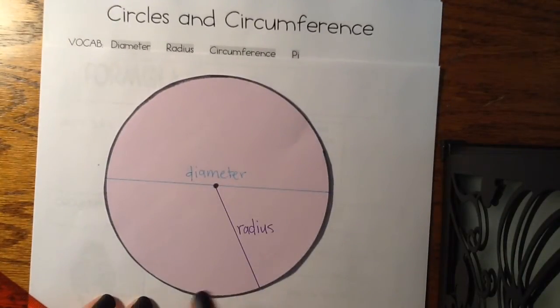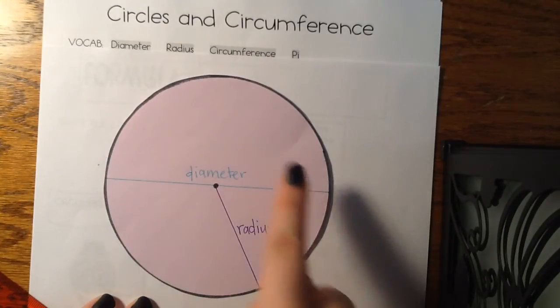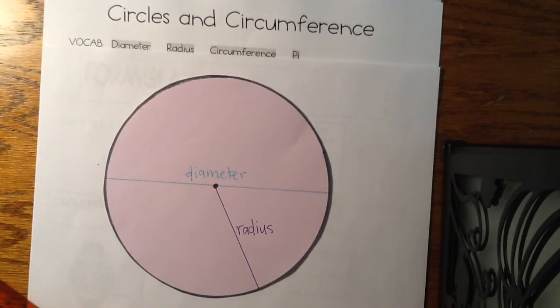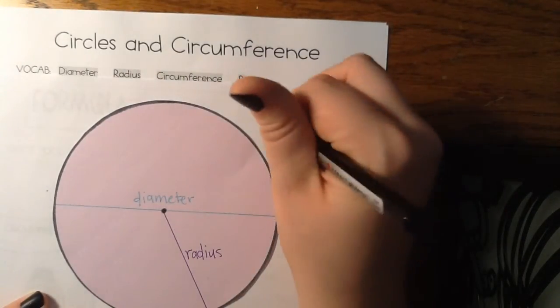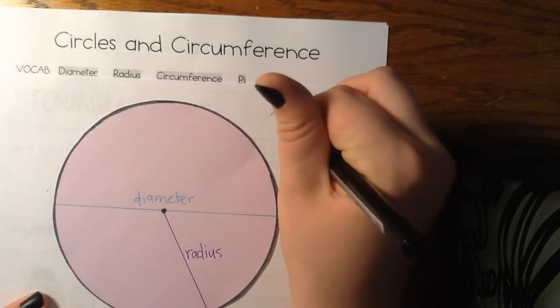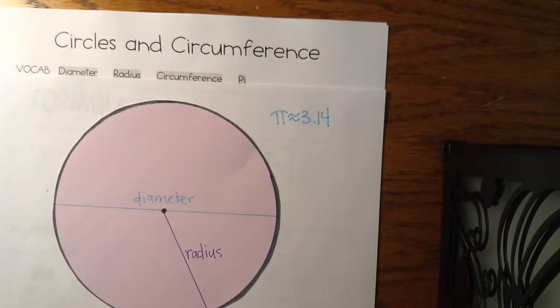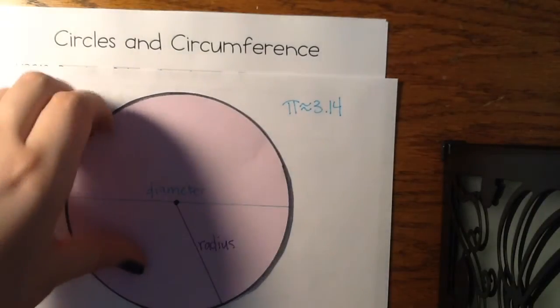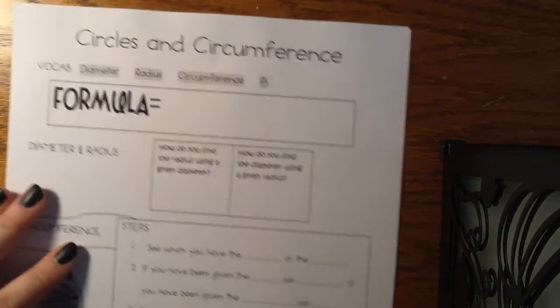Okay, then we have the circumference. The circumference is the area around the circle. And then pi, you see, this is a symbol for pi. And that's about 3.14. Okay, now that we went through that, let's start on our notes.